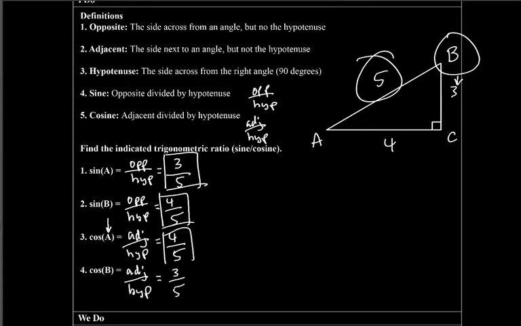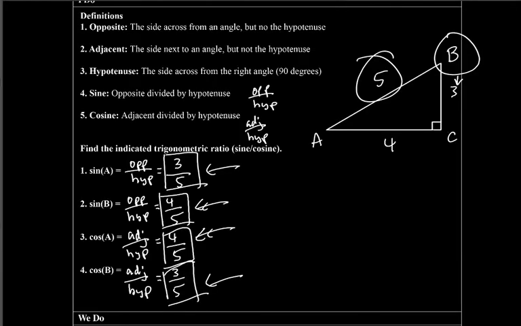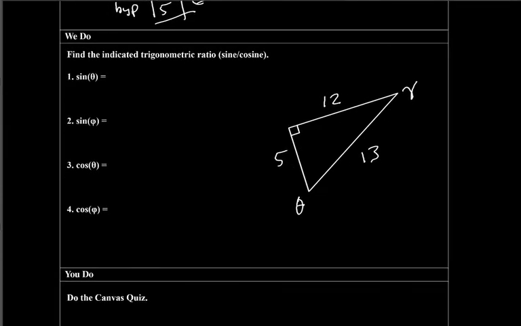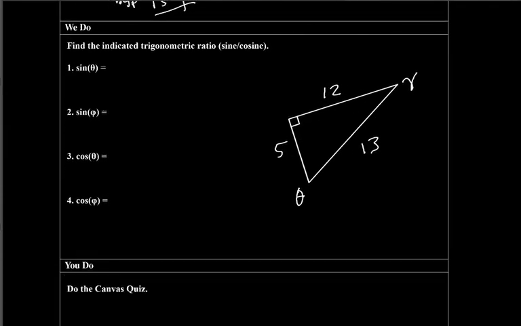If you look at this, you'll actually notice that for sine and cosine, we do have the same answers. It's just they're for different angles. So sine of B and cosine of A are the same. Sine of A and cosine of B are the same. That's just a little pattern that will be helpful to notice as you go throughout this. So now I want you to try this on your own, see how you understand that, and then we'll check it together.